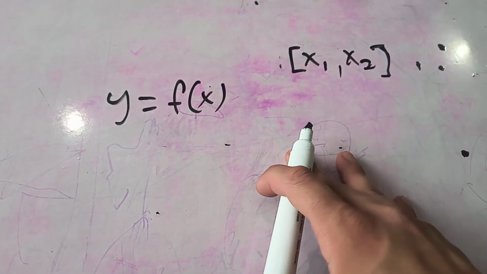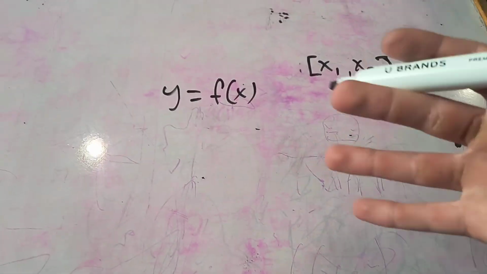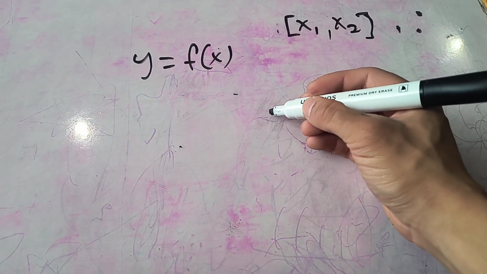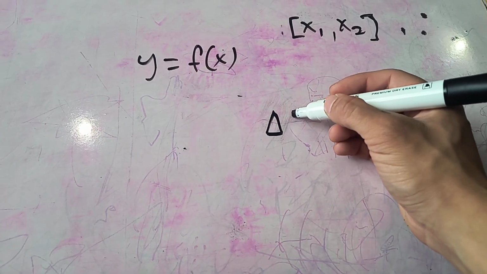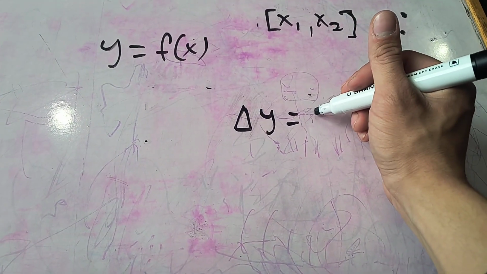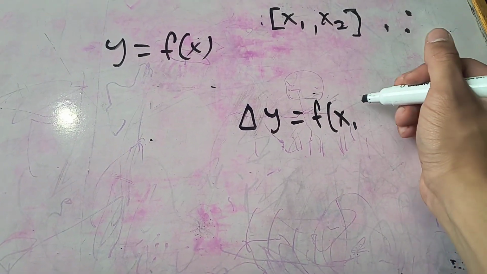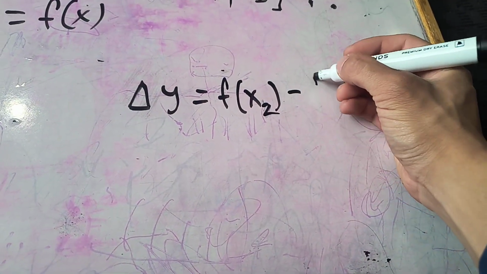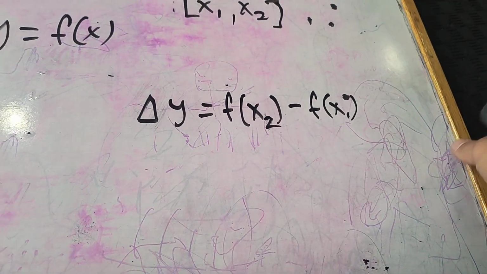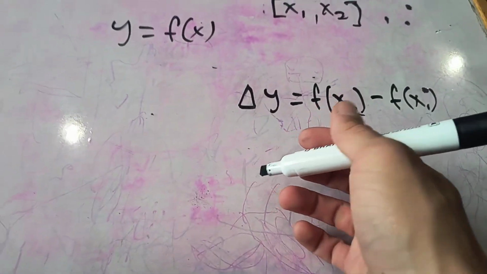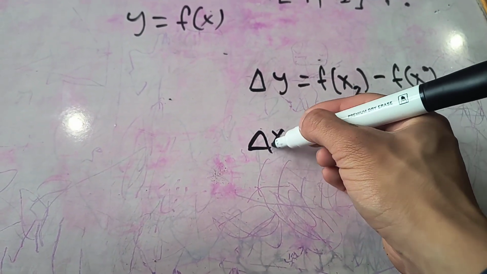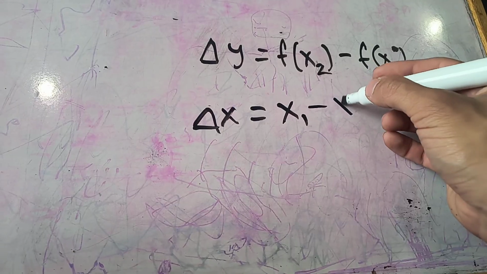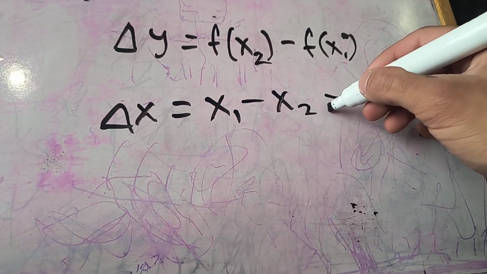So y is equal to f of x, and that means that if we want to find the average rate of change, we would find the change of y, which would be equal to f of x2 minus f of x1, and we'd have to find the change or the length of x between those two points, which the change in x would be equal to x2 minus x1, which we'll call h.